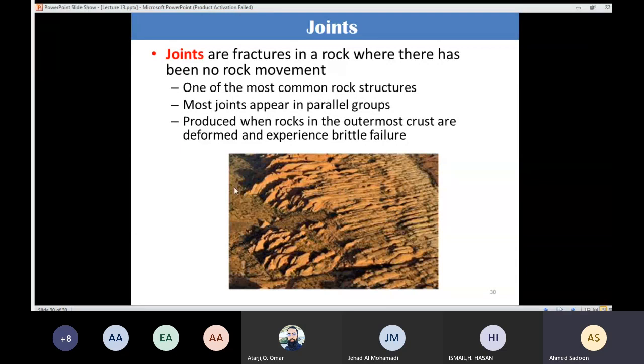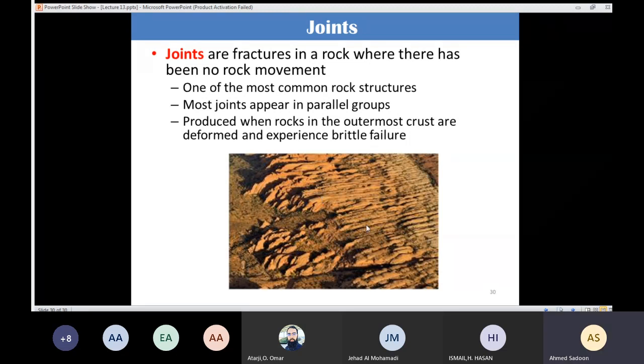And it's one of the most common rock structures, produced when rocks in the outermost crust are deformed and experience brittle failure. So joints, very simple, you are going to have fractures, and it's going to be presented in the outermost crust, and the behavior should be brittle, and they are going to be parallel to each other.